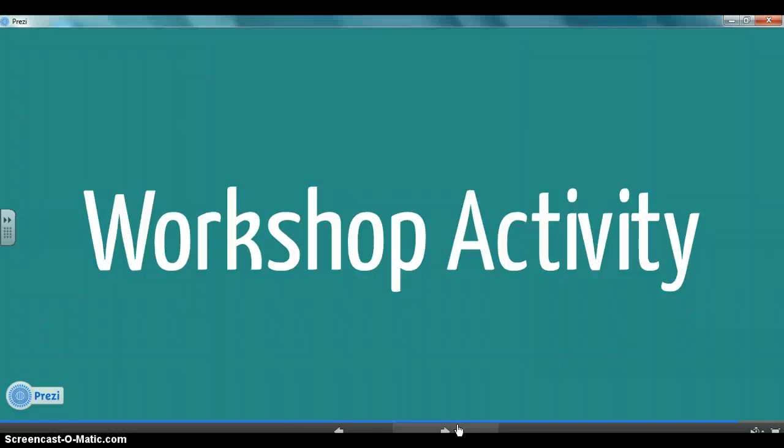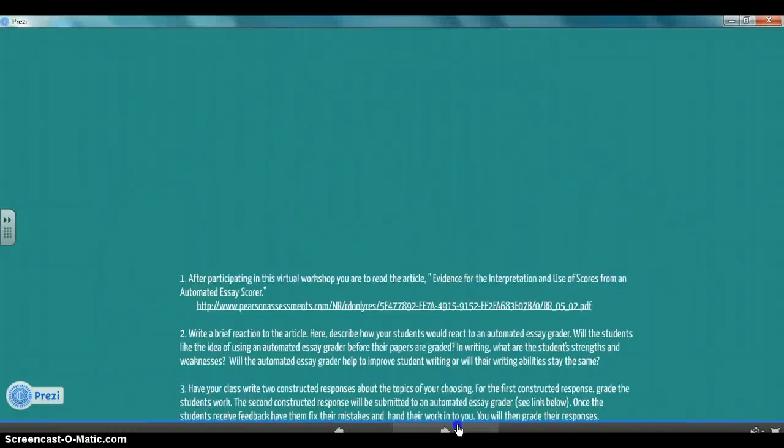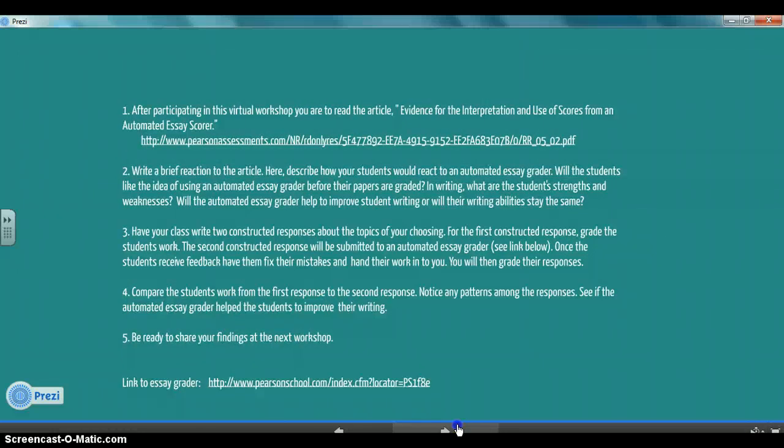In the next workshop, we will be going over the results of every study that was about the automated essay score. In preparation, I would like all of you to read the article, Evidence for the Interpretation of Use of Scores from an Automated Essay Score. You will write a brief reaction to the article. You will describe how your students will react to an automated essay score. Describe the student's strengths and weaknesses in writing and how this system will help to improve student writing.